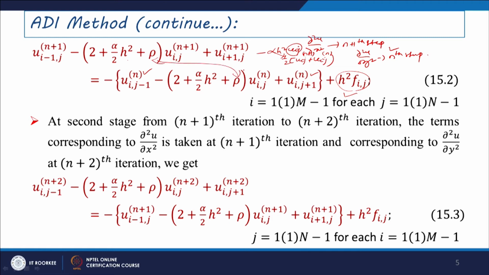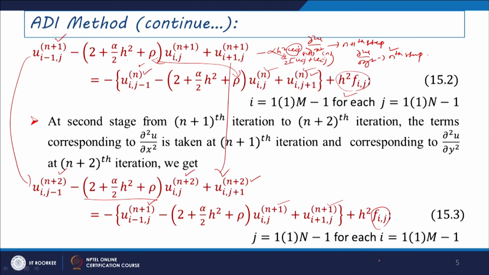So, at the second stage, from the n plus 1th iteration to the n plus 2th iteration, the terms corresponding to del square u by del x square are taken at the n plus 1th step and those corresponding to del square u by del y square at the n plus 2th iteration. Since the function depends on these independent points or on that point itself, it will take the functional value. So, that is why this will not get changed.